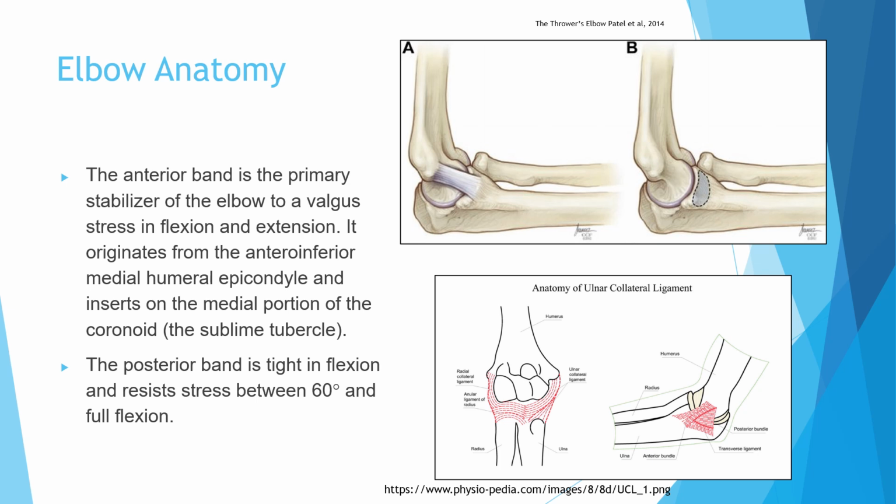The posterior band is only tight in flexion, and it's part of the stabilization against valgus stress from 60 degrees to full flexion. So the primary stabilizer to valgus, whether in flexion or extension, is the anterior band of the medial collateral. The posterior band plays a role in flexion between 60 degrees to full flexion.